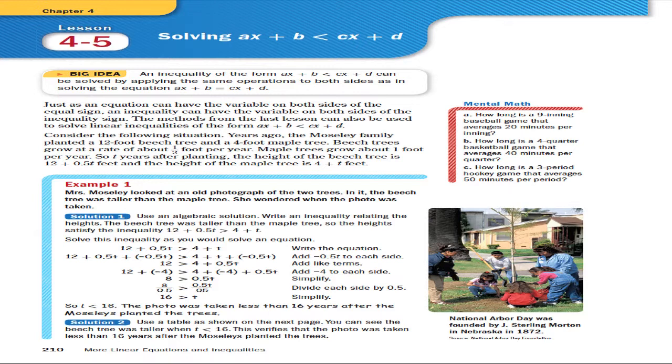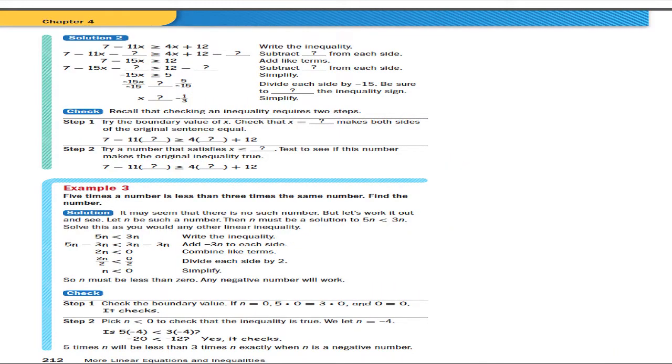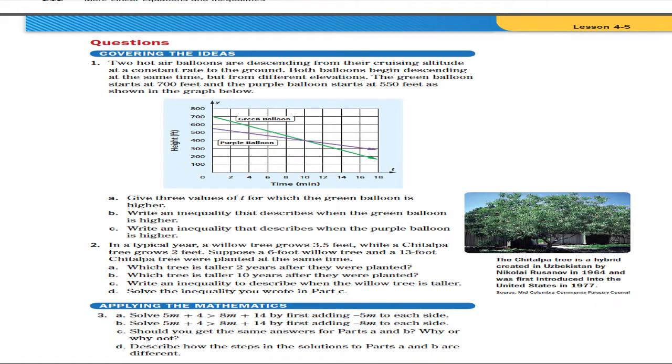So what's in the chapter here? We've got example 1, which has 3 different solutions to it. There's solution 1, solution 2, and then solution 3. There's a guided example. We'll come back to that. And then there's example number 3, followed by covering the ideas and applying the math.